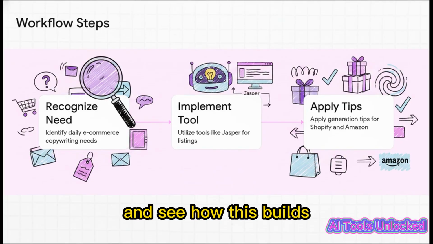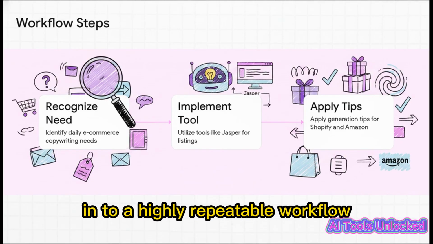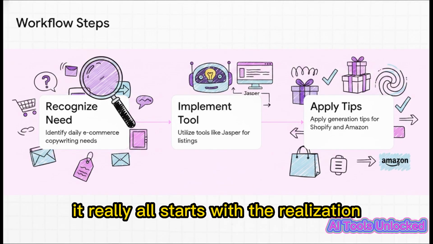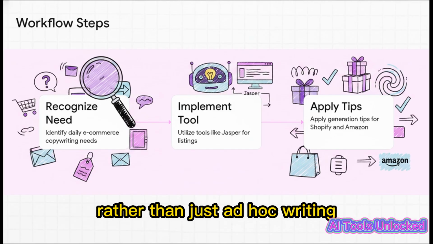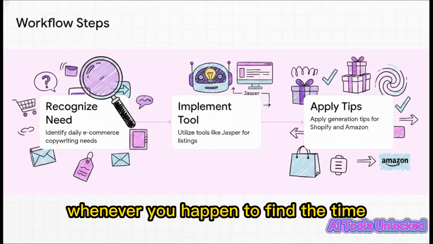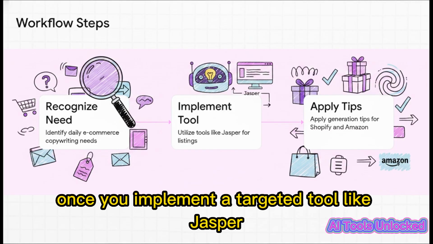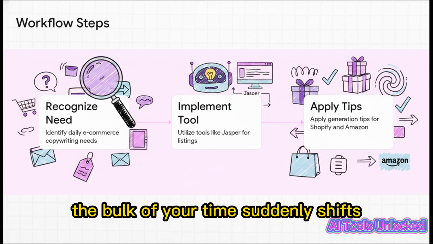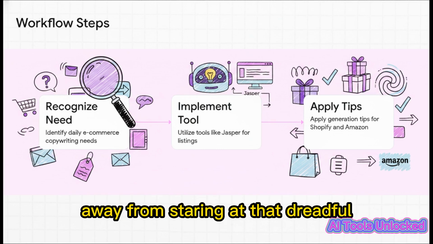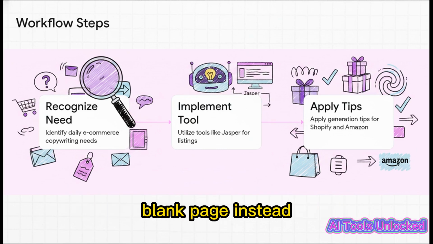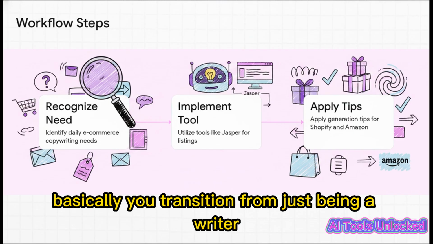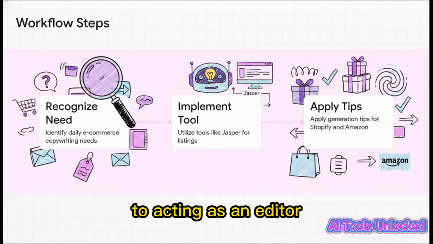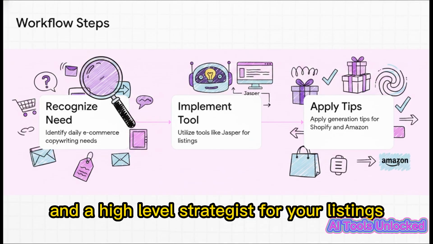Let's move on and see how this builds into a highly repeatable workflow. It really all starts with the realization that your daily copy needs require a formalized system, rather than just ad hoc writing whenever you happen to find the time. Once you implement a targeted tool like Jasper, the bulk of your time suddenly shifts away from staring at that dreadful blank page. Instead, your focus moves to actively applying those platform-specific generation tips. Basically, you transition from just being a writer to acting as an editor and a high-level strategist for your listings.